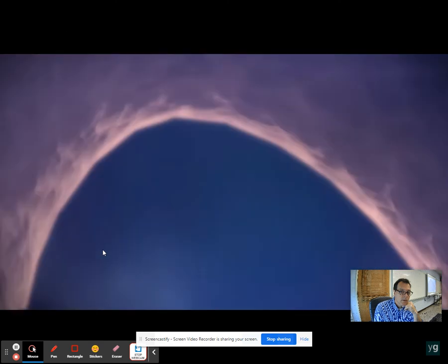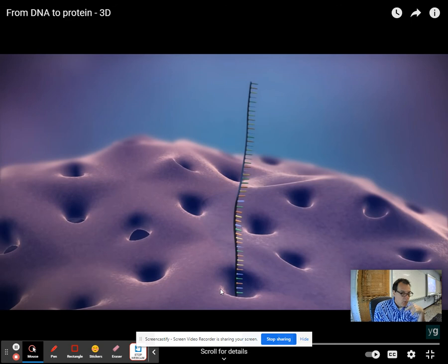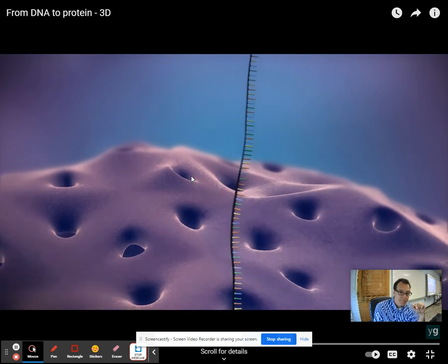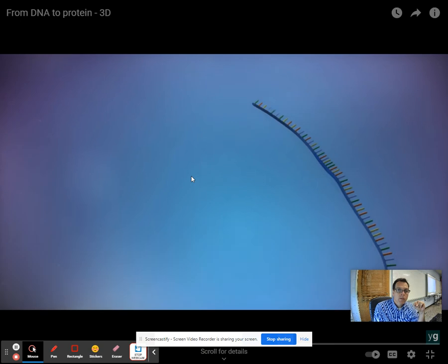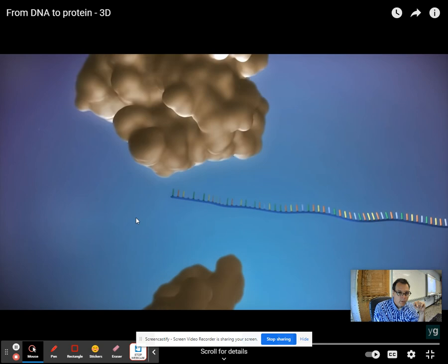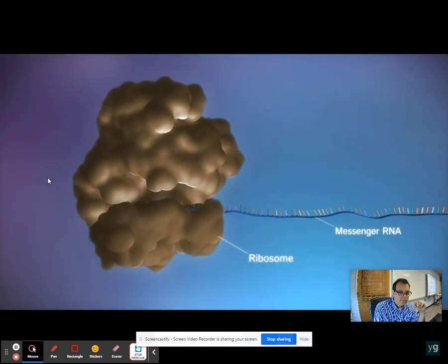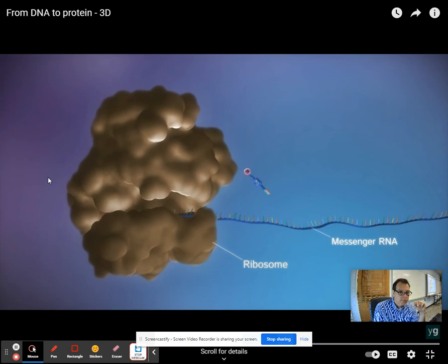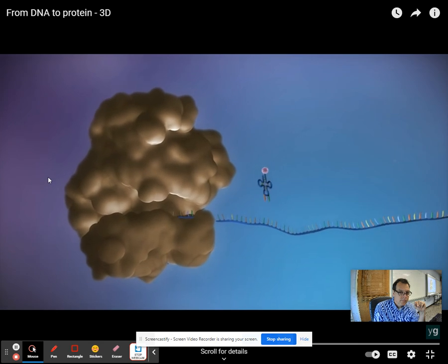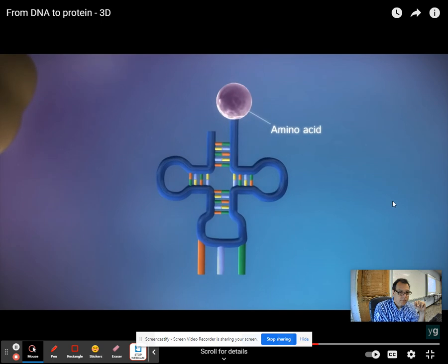The messenger RNA then moves out of the nucleus into the cytoplasm. It's going out of the nuclear pores, the small holes in the nuclear membrane, and coming through those pores out into the cytoplasm. Protein factories in the cytoplasm, called ribosomes, bind to the messenger RNA. The ribosome reads the code in the messenger RNA to produce a chain made up of amino acids. There are 20 different types of amino acids.